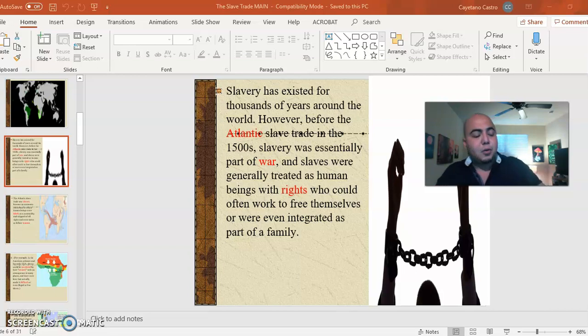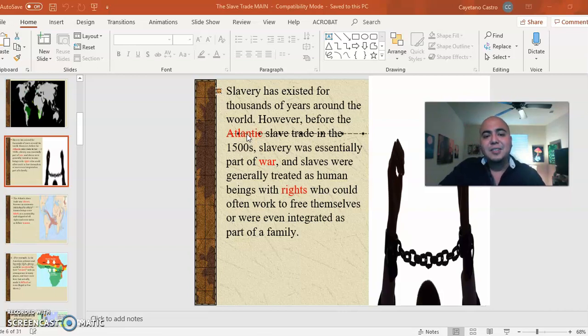Okay. All right. So if you prefer lectures or if you need a little extra help, okay, I'm going to be reading the notes to you out loud. Just follow along. I know the red words are the words that I usually want you guys to, those are the power words to really think about. Okay. All right. Slavery has existed for thousands of years around the world.